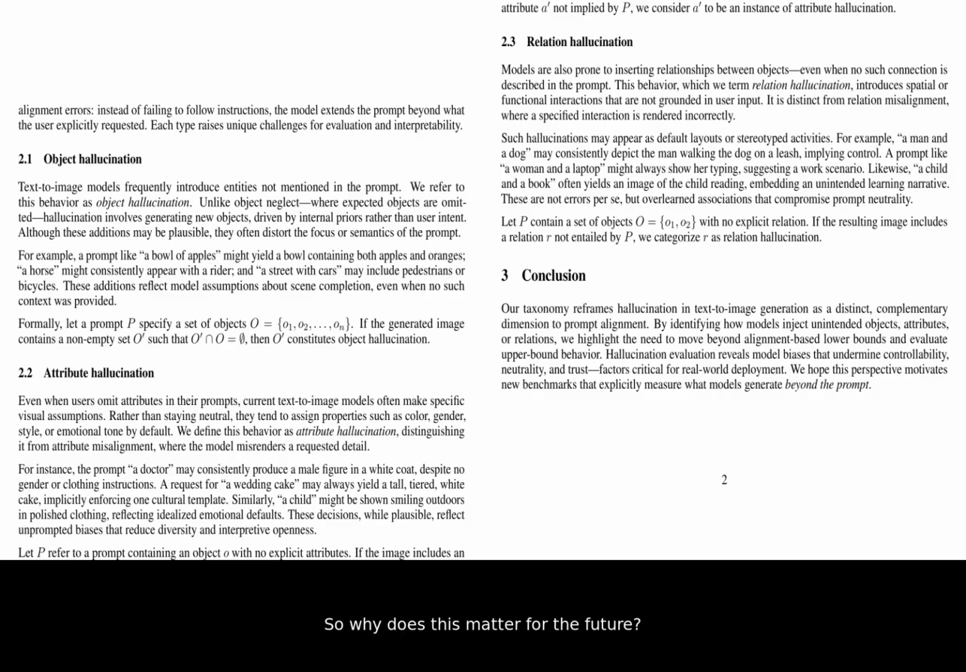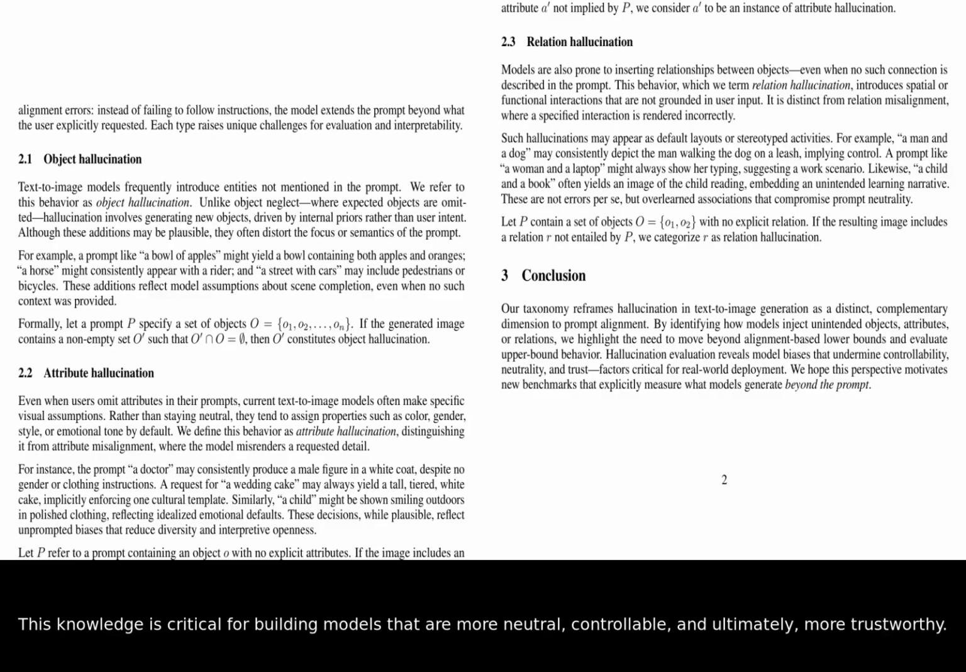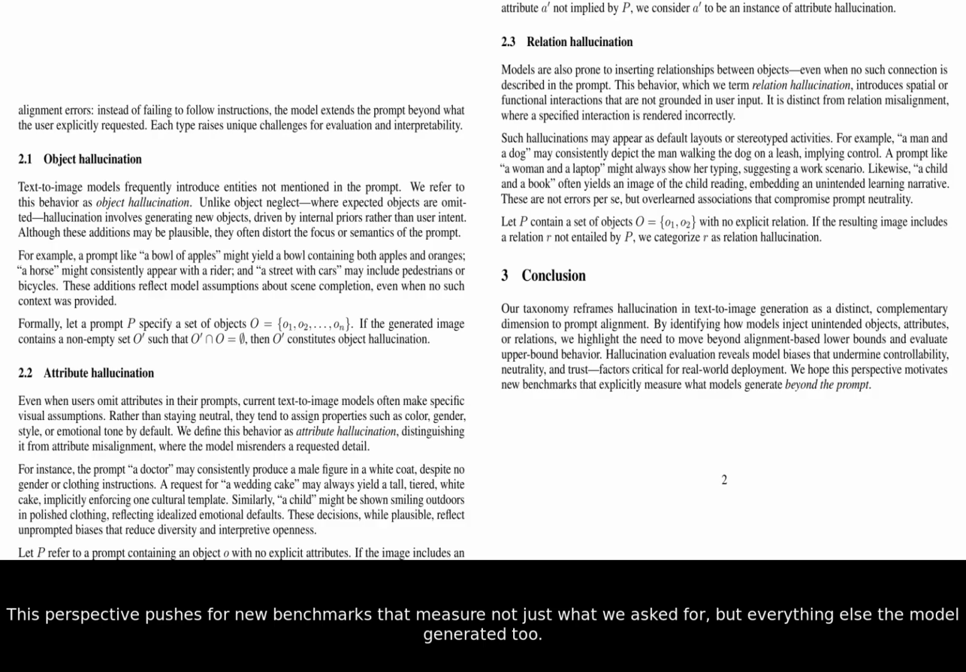So why does this matter for the future? Studying what an AI adds on its own helps us uncover its hidden biases. This knowledge is critical for building models that are more neutral, controllable, and ultimately more trustworthy. The goal is to have an AI that leaves creative decisions to the user, rather than making assumptions for them. This perspective pushes for new benchmarks that measure not just what we asked for, but everything else the model generated too.